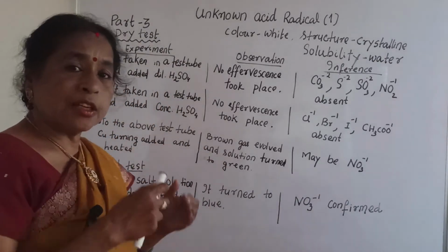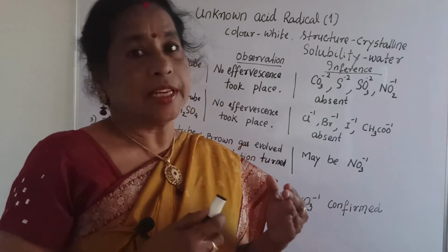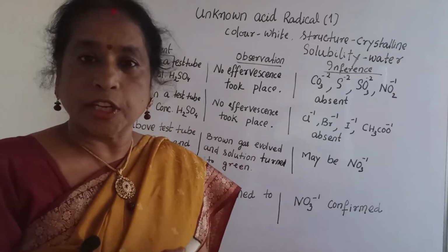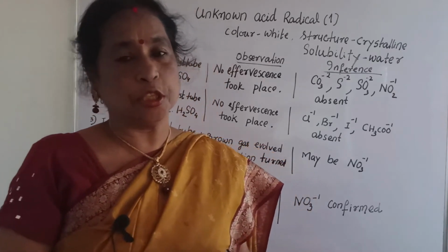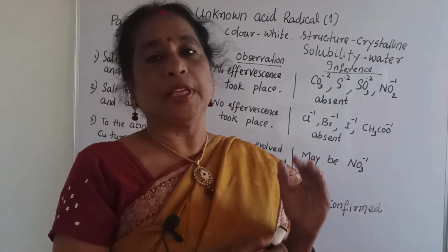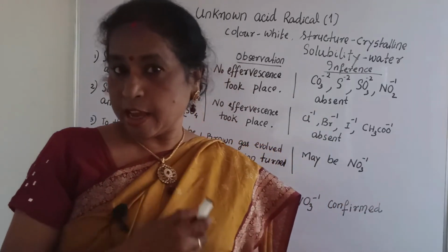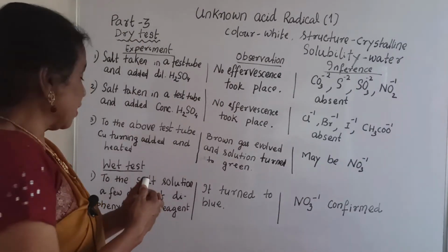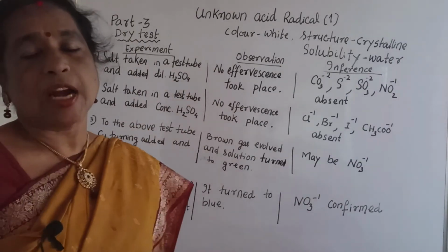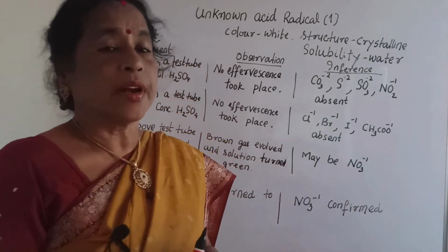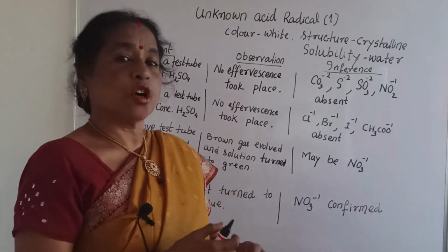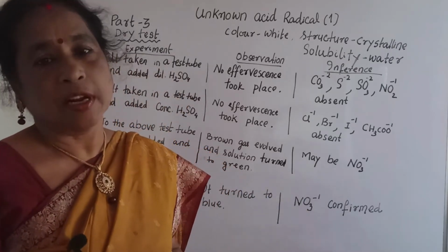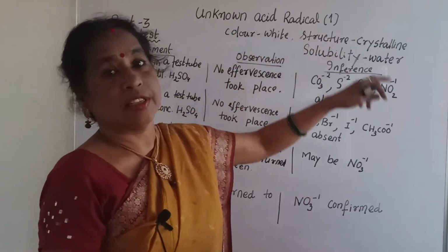That means according to the availability of the reagent, you will proceed with the experiment according to the guideline of the chemistry teacher and according to the availability of reagents in the laboratory. We will do the experiment. Here the first experiment in nitrate, what is that? To the salt solution a few drops of diphenylamine are added, and the solution turned blue. That confirms that your acid radical is nitrate.